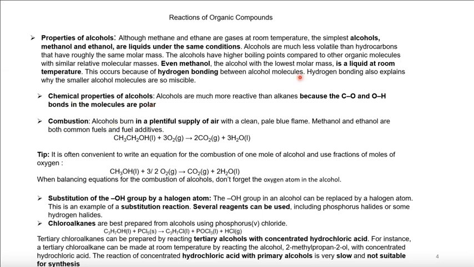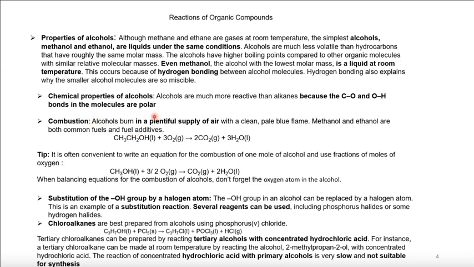Okay, chemical properties of alcohol. We see that in alcohol we have got a C-O bond and also an O-H bond, is it not? So if we have this bond and this bond, there must be an electronegativity difference in these two, and therefore these bonds are polar bonds.